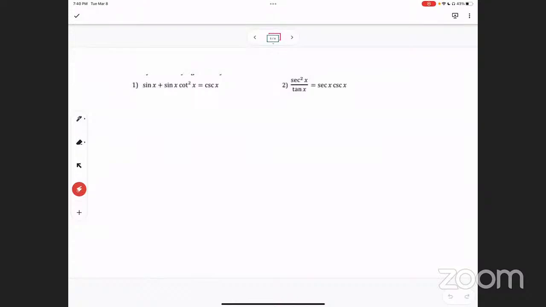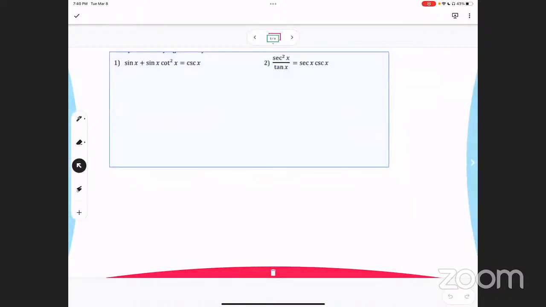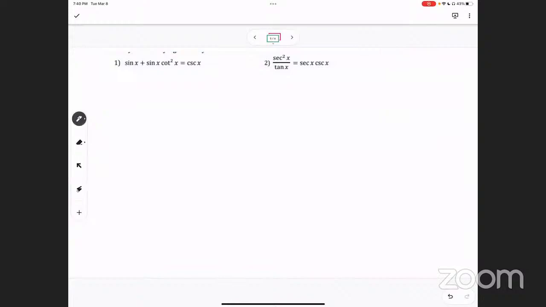All right. I'm going to try to do this without writing my cheat sheet at the bottom. You ready? Let's see if we can do it. So I've got sine x plus sine x cotangent squared x. So what do you think that's going to equal? Well, it's got to equal cosecant x at the very end, first of all. So what should I do first? Any ideas?